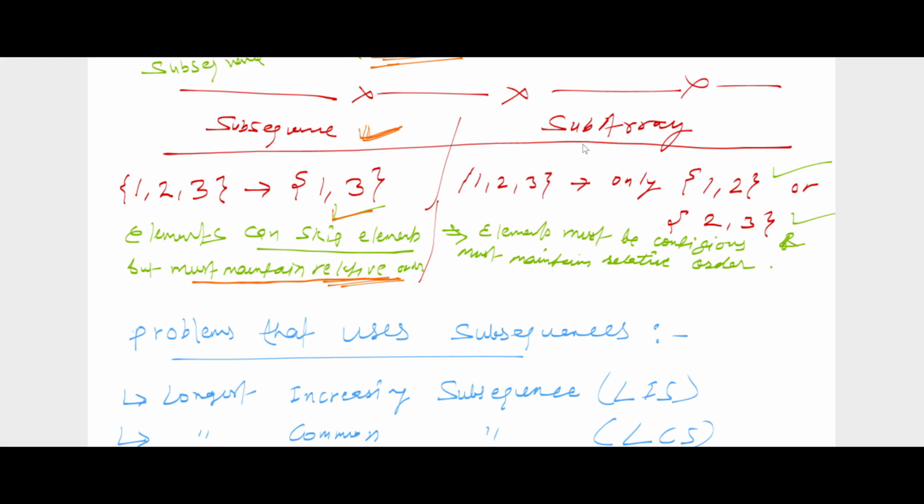And if this is subsequence, now subarray. From the array 1, 2, 3, if we want to create a subarray, we can only create 1, 2 or 2, 3. There are only two possibilities there. That is called a subarray. In a subarray, elements must be contiguous, and must maintain the relative order. Got it? These two things we should always understand while picking DSA problems.